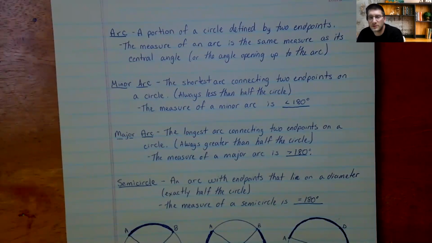And then we have a semicircle, which is an arc with 2 endpoints that lie on a diameter, which means it's exactly half of the circle, and its arc measurement is always going to be 180 degrees.